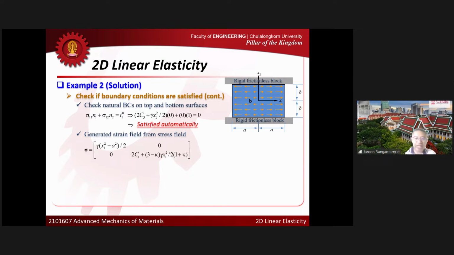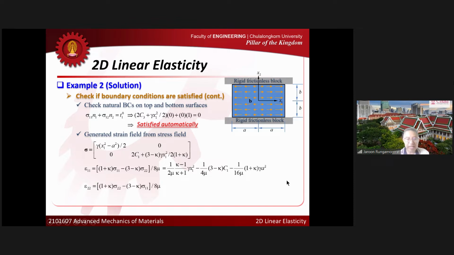So we can generate the strain field from the stress field that I got. And this is the summary of the stress field that I got before. I plug in C2 and C3 that I got before. So this is the final form of the stress field, left in terms of C1. C1 is still unknown. Now I use this strain relationship. I can get epsilon 1,1. I plug in sigma 1,1 and sigma 2,2 that I got here. So I get epsilon 1,1 like this.